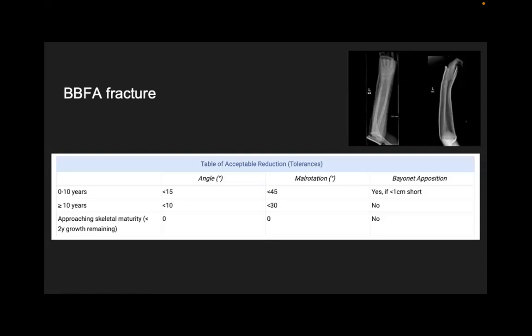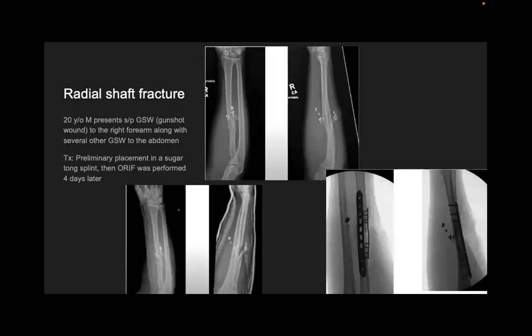So quickly, this is another example of a radial shaft fracture. It's a 20-year-old male who presents status post a gunshot wound. And he was initially placed in a sugar tong splint, which you could see here on the bottom left within the splint. And then definitively, they were taken for ORIF. You could see here a 2-plate combo to get their fixation.